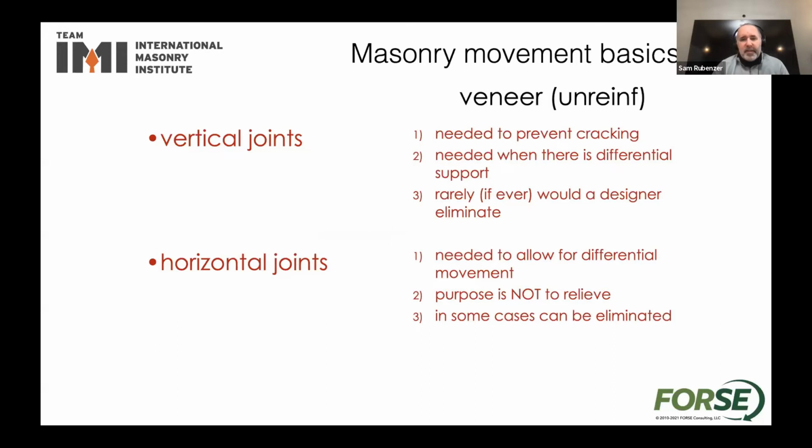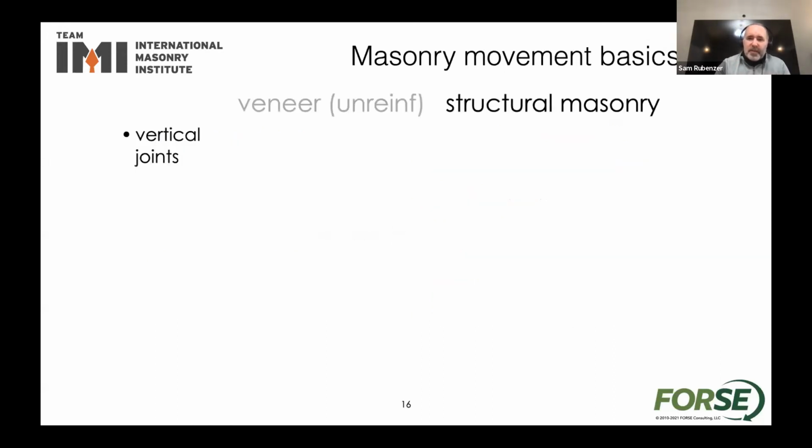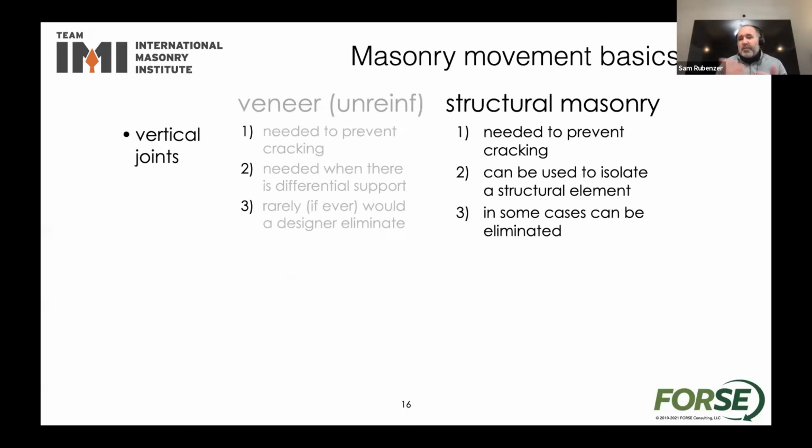And again, this isn't the focus of today. Really what I want to talk about is structural masonry. I have very different reasons for why I want joints. And so, vertical joints needed to prevent cracking, yes, we want to have some vertical joints in there. Can we add enough reinforcement, as I get to number 3 here? Absolutely, so that I can eliminate some of those joints. If I looked at a veneer, there's almost never a time where I would eliminate vertical joints on the veneer.